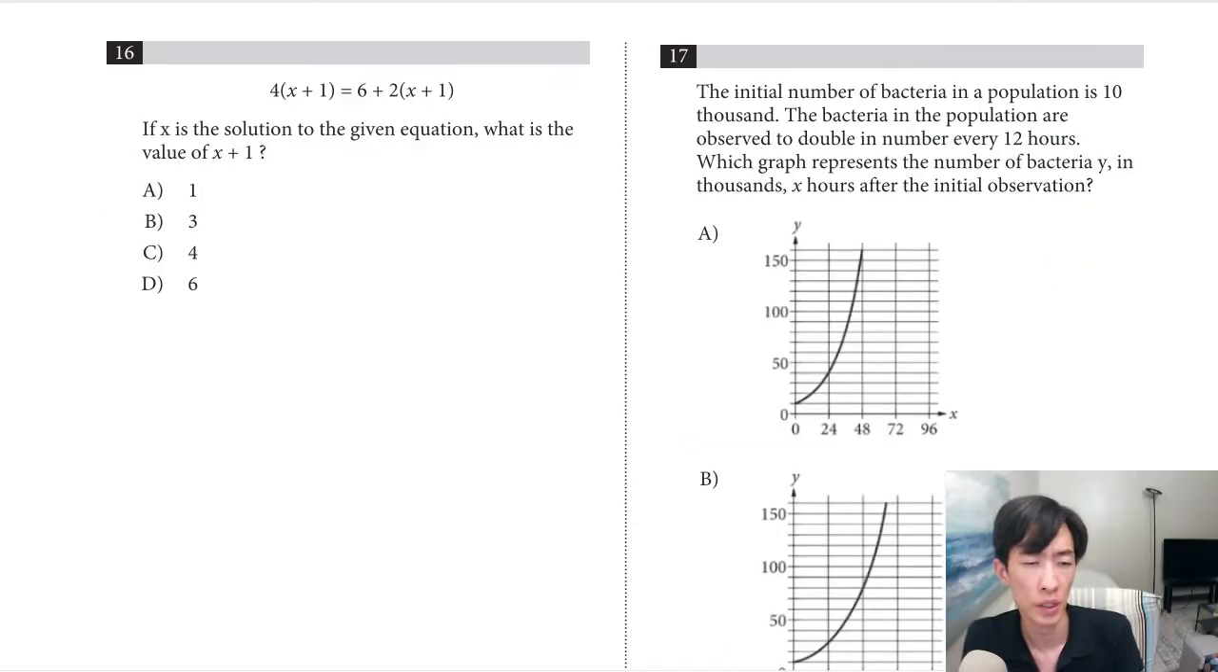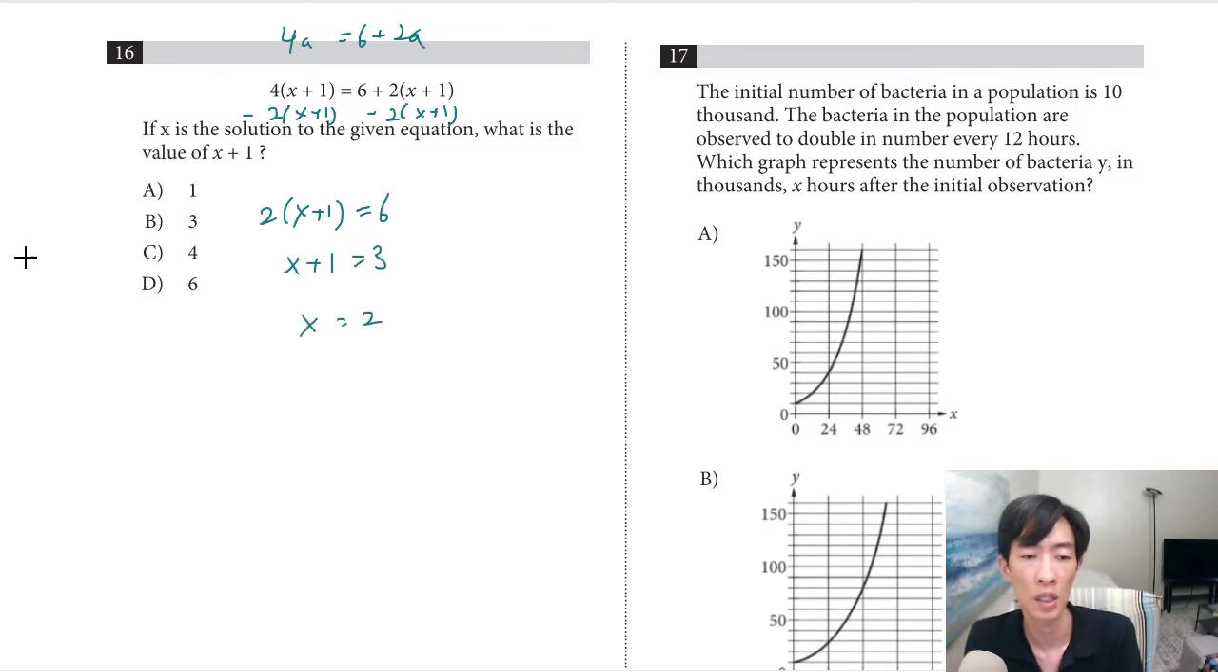16, if x is a solution to the given equation, what is the value of x + 1? So when I'm looking at this, I'm thinking this is like 4a = 6 + 2a. If you saw it like that, you'd automatically know, why don't we just subtract the 2a on both sides? So we're left with 2 times (x + 1) = 6. And then this just becomes straight algebra. x + 1 = 3. You divide by 2 on both sides. x = 2. And therefore x + 1 is going to be 3.